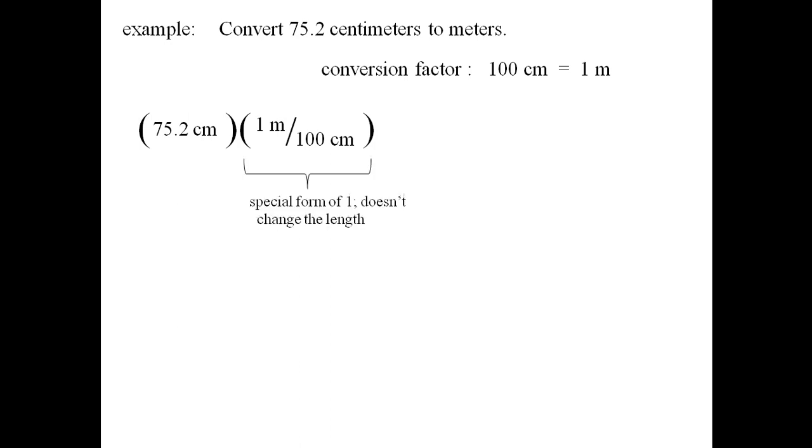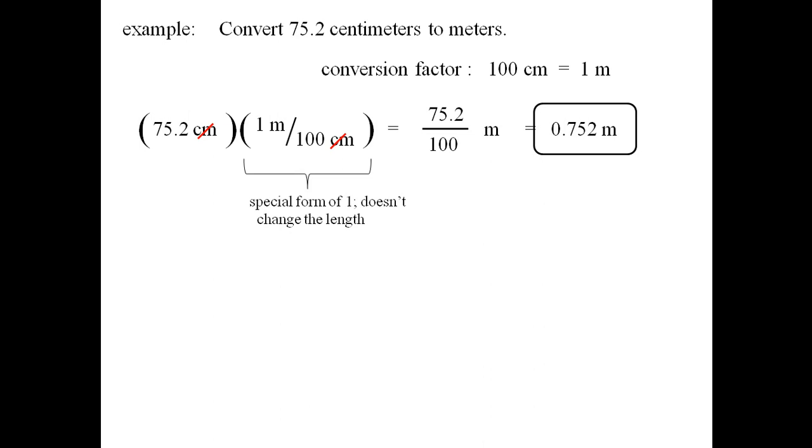Since this is a special form of 1, it doesn't change this original length. But what we can do now is cancel out the centimeters, because 1 is in the numerator, 1 is in the denominator, and so algebraically they will cancel themselves out, and we'll be left with just meters. That's what we want. So now we're going to multiply 75.2 times 1, which is 75.2, divided by 100. And then we have the meters. Working it out in decimal form, it turns out to be 0.752. So by multiplying the original length by a special form of 1, we don't change the original length, we just write it in a different form.